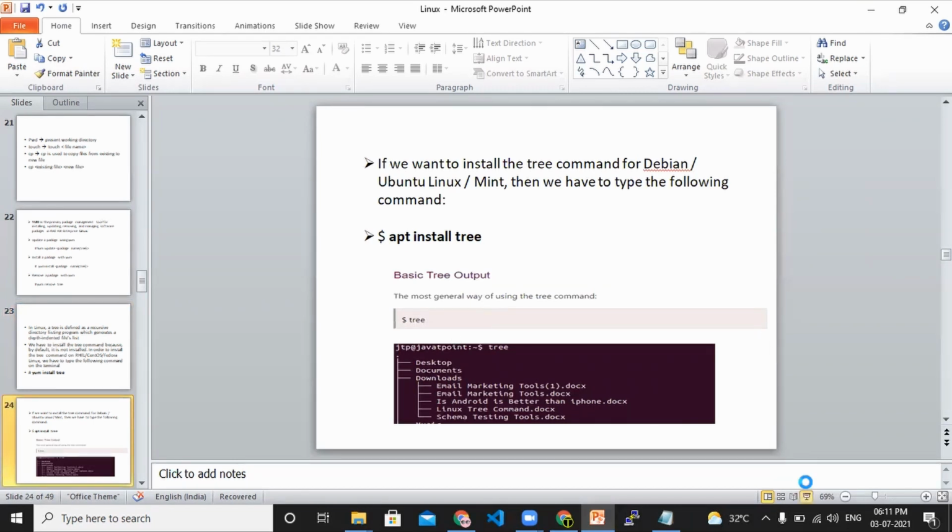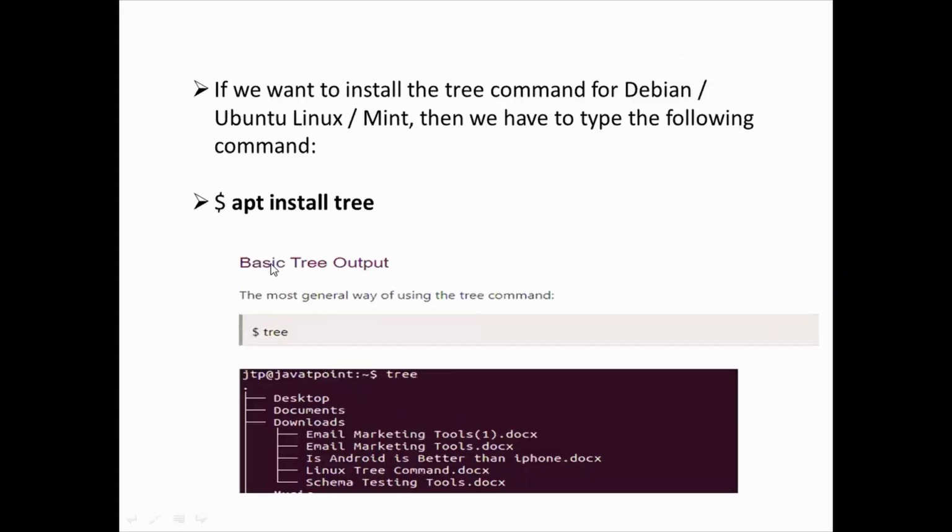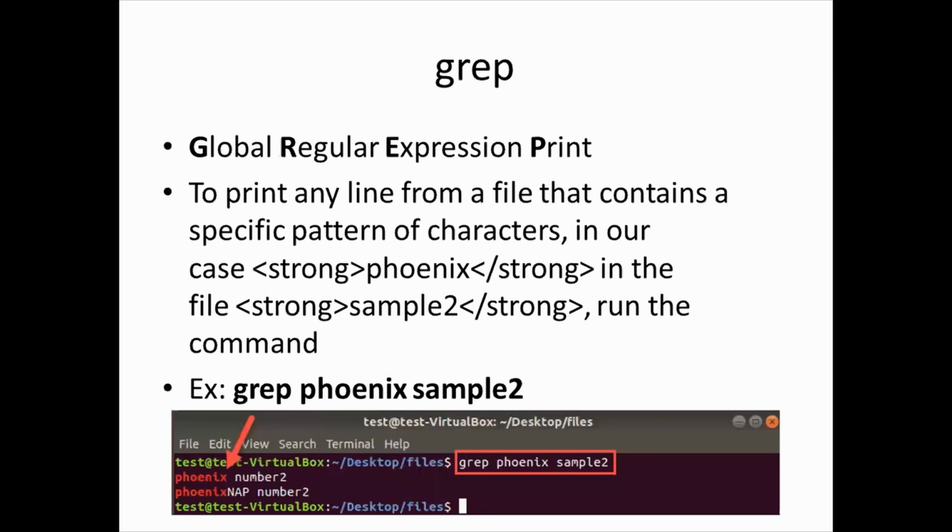Next, this is a basic tree output. When we type tree, it will give you whatever is inside the folders, inside the directories. Whatever directories we have, it will list them for you on a black screen.